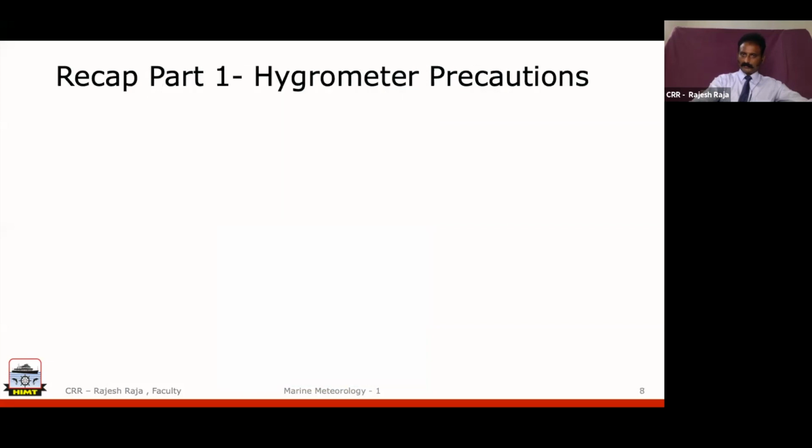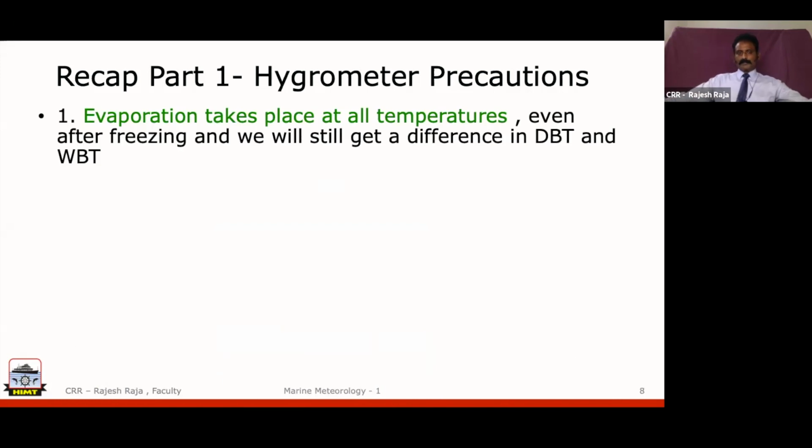Now I'm going to answer those questions which I had posed a slide back. Please remember, evaporation is a process which takes place at all temperatures. So even if the wet bulb, which is the water one, freezes, we still have evaporation going on. And we'll still get some difference. Now, last time somebody used the abbreviations DBT and WBT. To me, all it initially struck was water ballast tank and double bottom tanks. Sorry for that. Anyway, we used to always use the full form. So pardon me for that.